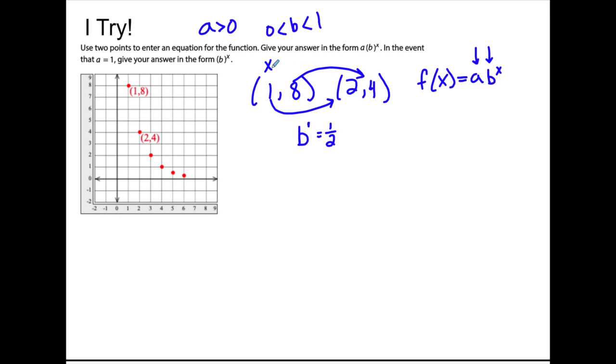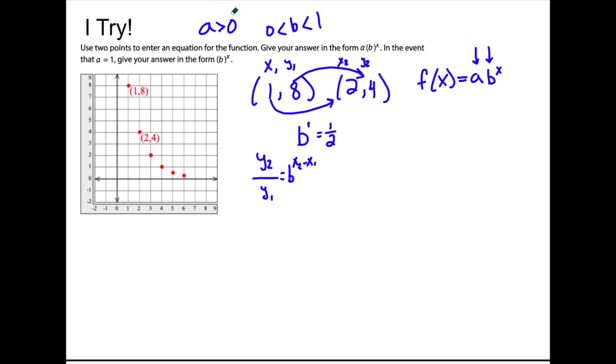Okay, so if we look at this as (x1, y1) and (x2, y2), what I'm doing is I'm looking essentially at the ratio y2 over y1. Okay, I'm looking at that ratio. And then I'm setting it equal to b to the power of x2 minus x1.